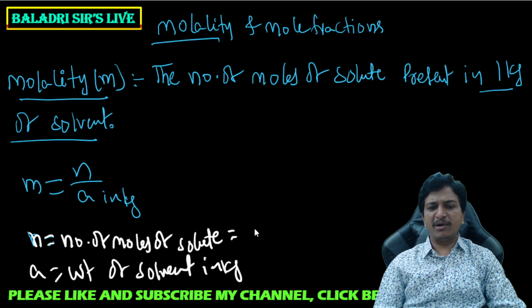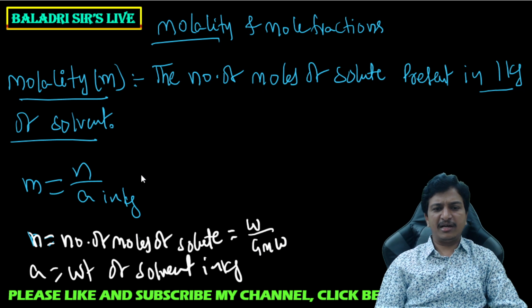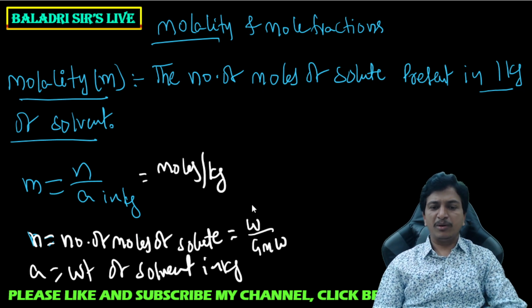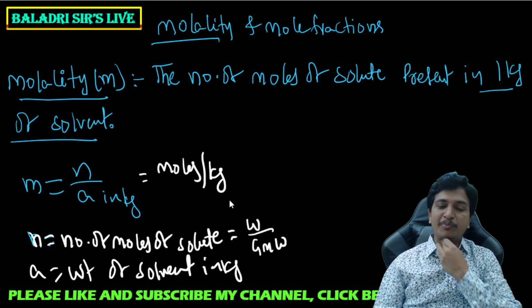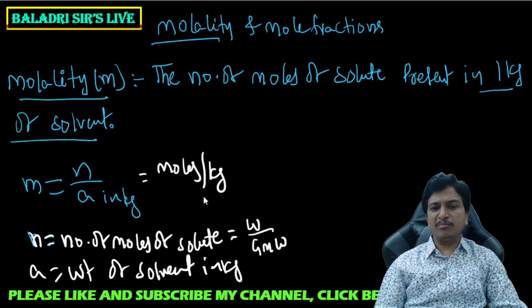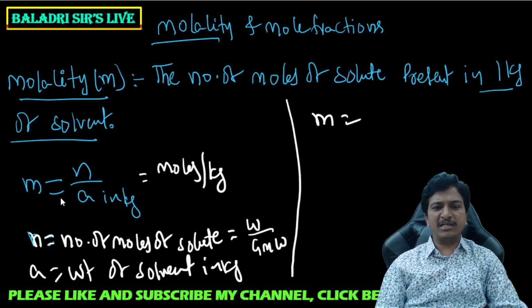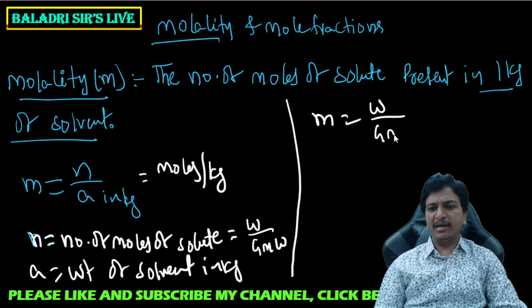Now already you know that number of moles of solute is equal to given weight by gram molecular weight, and units of molality will be moles per kg. Molarity is moles per liter. Now molality is moles per kg. Now you can write the formula of molality. Molality is equal to, in place of N we can write W by GMW, given weight of solute by gram molecular weight of solute, into 1 by A in kg.